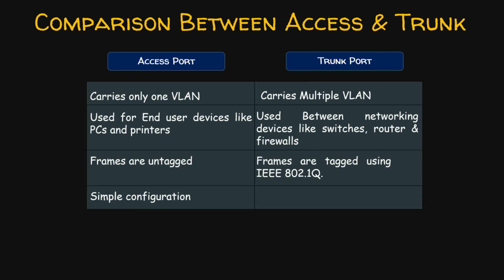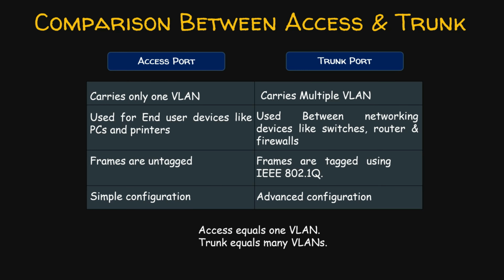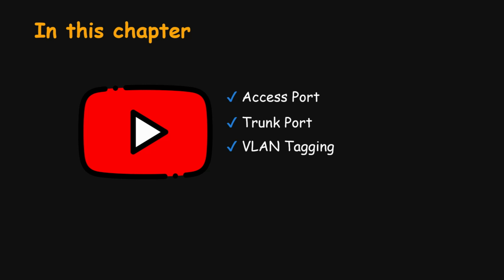Point number 4, the access port configuration is very simple. On the other hand, the trunk port uses advanced configuration. So these are the main comparisons between the access port and trunk port. Simply saying, access equals one VLAN, trunk equals many VLANs. This is the concept. So in this chapter, we talked about what an access port is, what a trunk port is, what VLAN tagging is, and the comparison between the access port and trunk port.